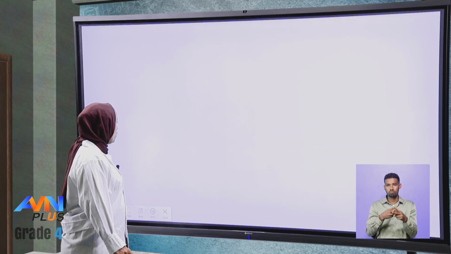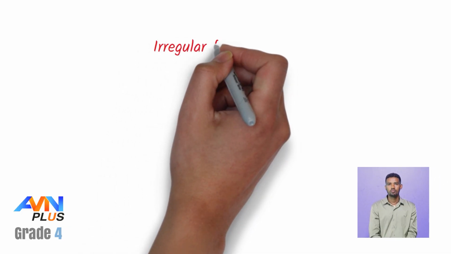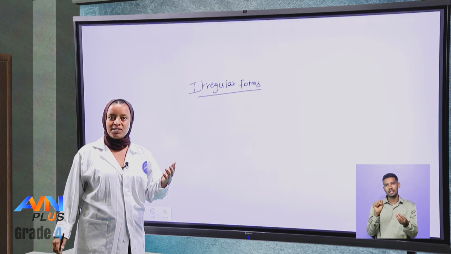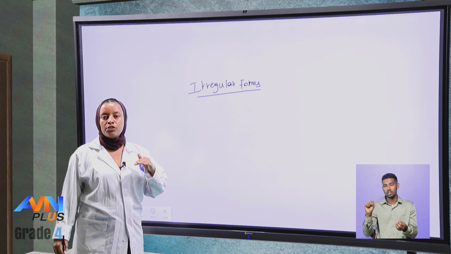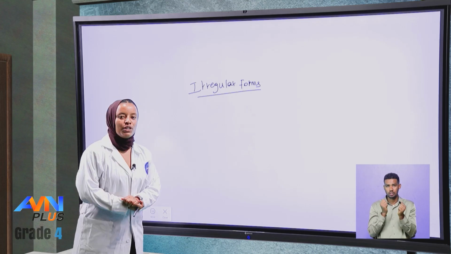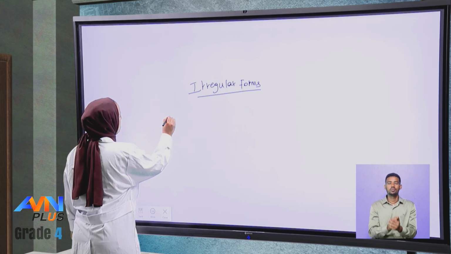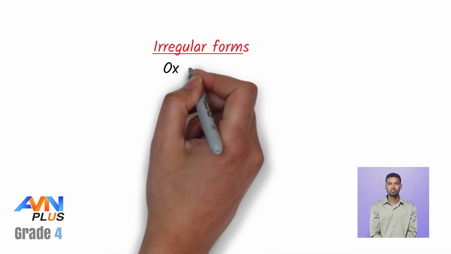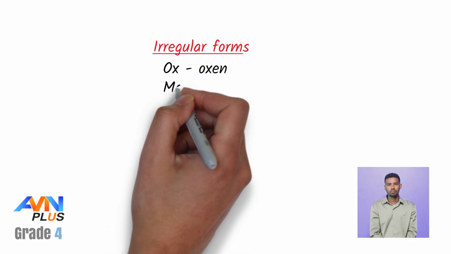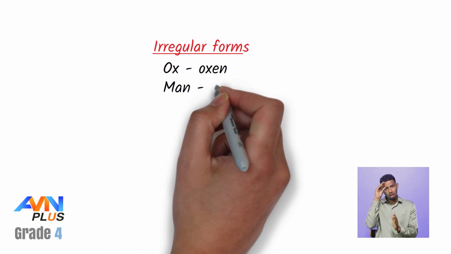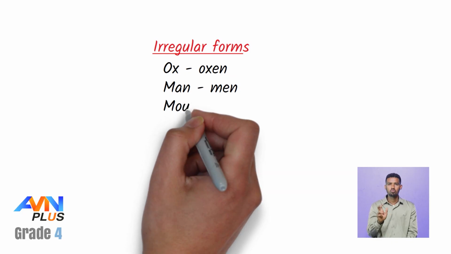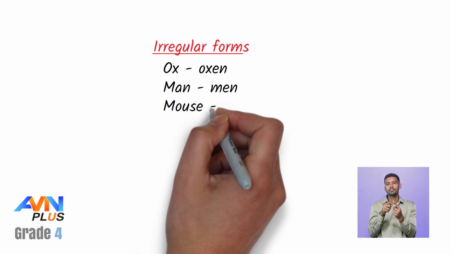Let us keep going with irregular. This is different from the first rule. We don't add s, es, ies. We just take the noun and change all of it, and sometimes we don't change it at all. Let me give you examples. Ox, oxen. Man, men. Mouse, mice.